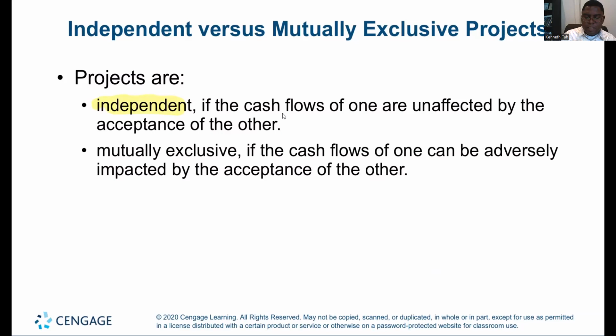If they are mutually exclusive, it implies that the cash flow of one can be adversely impacted by the acceptance of others. So for mutually exclusive projects, it's possible that when we accept one, we cannot do the other, because the cash flow of one is affected by the acceptance of the other. In that case, if both projects are profitable, we might not be able to accept both. We will need to take the project that is more profitable.